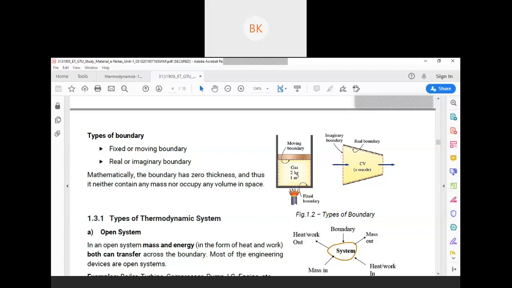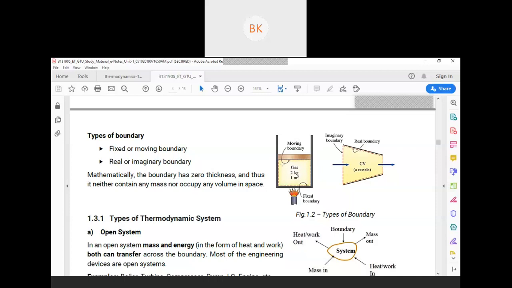So what are the different types of boundary? The first one is the fixed or moving boundary, whereas the second is the real and imaginary boundary. Take a piston and cylinder example. This piston is a moving boundary. If the pressure in this container is increased, then the piston, with its dead weight, will move upward. Neither mass nor energy is transferred across it. So these are the moving boundaries and these are fixed boundaries.